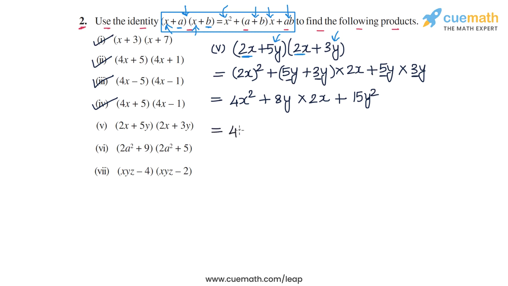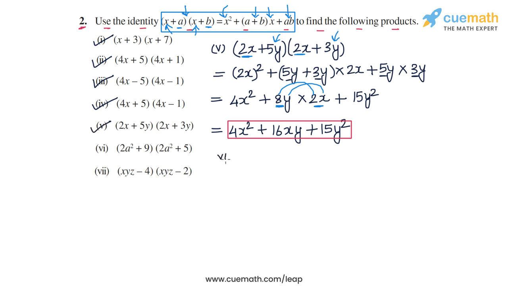So we get 4x square, and then 8y into 2x, so 8 into 2 is 16 and y into x is xy, so the second term will be 16xy, so we write 16xy, and then the last term is 15y square. Okay, so this expression 4x square plus 16xy plus 15y square, this is the product in part 5.